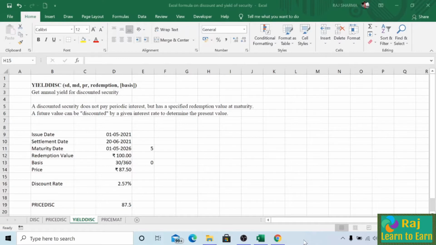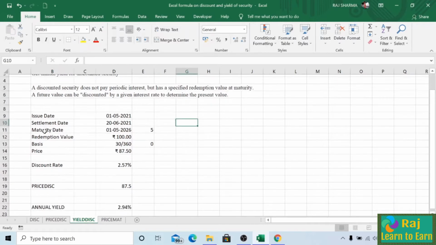Hello friends, in today's video we are going to talk about how to work out yield for a discounted security. So the formula for this is YIELDDISC, and the variables used are settlement date, maturity date, price, redemption value and basis. Now let us try to understand it by an example.